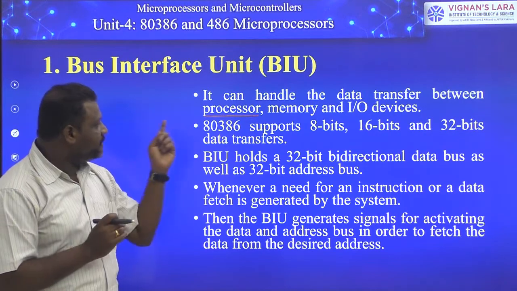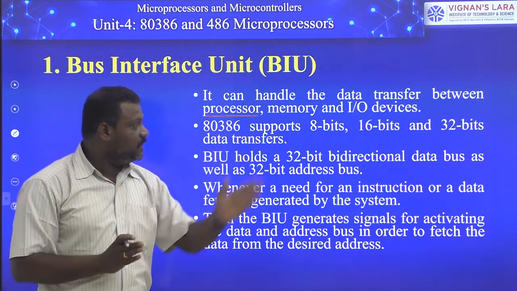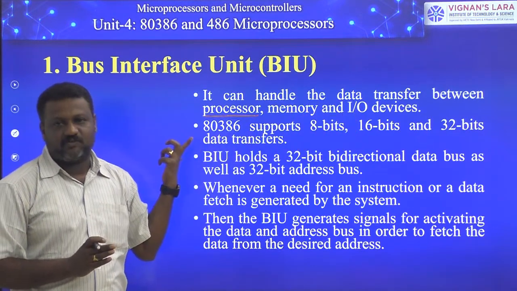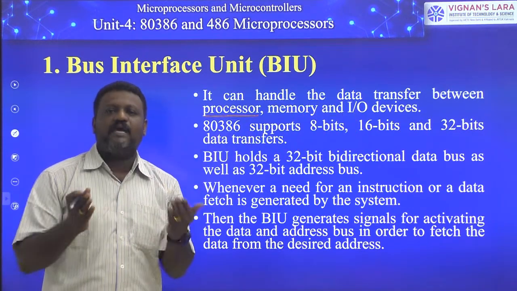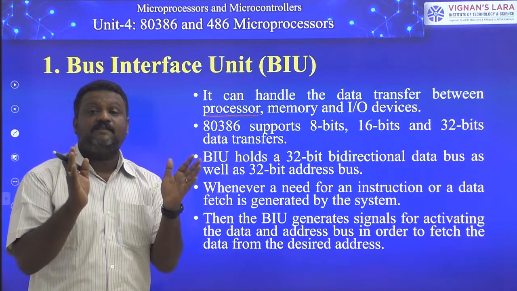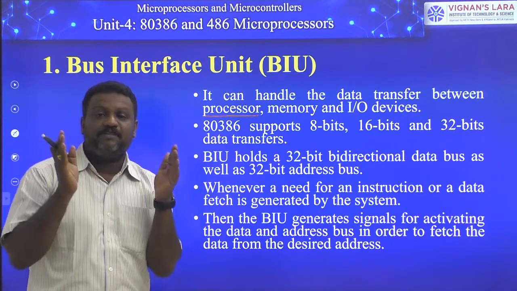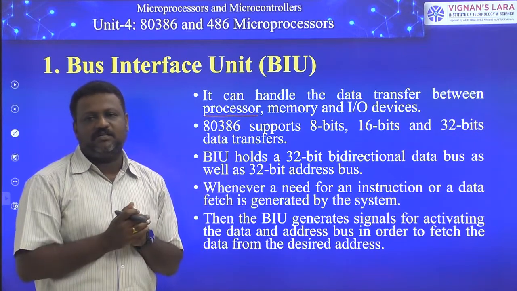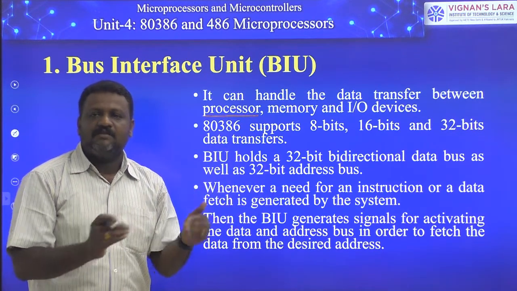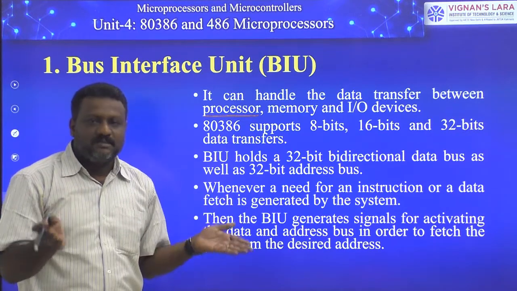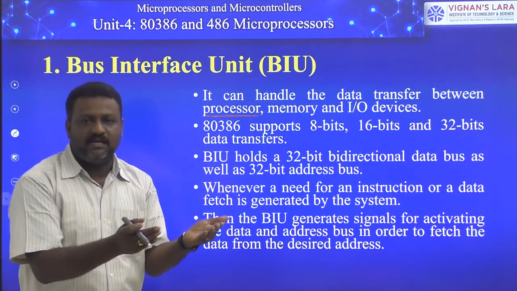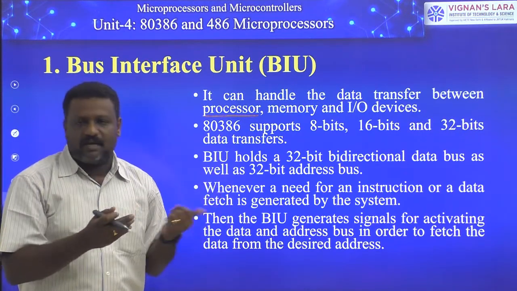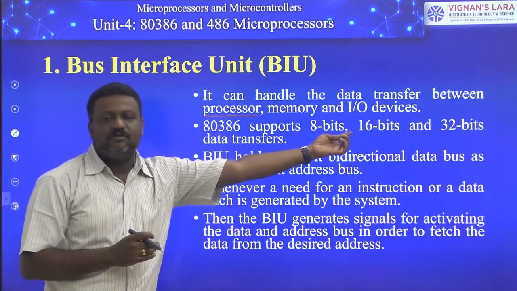And coming to the second thing, 80386 supports 8-bit, 16-bit, and 32-bit data transfers, because we know that our 80386 has 32 data lines. With the help of the 32 data lines, at a time it can transfer or receive a maximum of 32 data bits. Sometimes if your operation is done on 16 bits, then it can read or write 16 bits at a time, to or from I/O devices or memory elements. In that case we are using 16 bits.